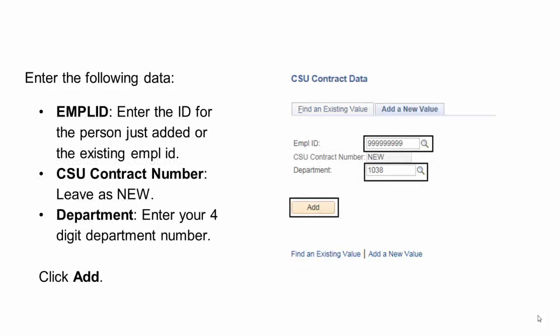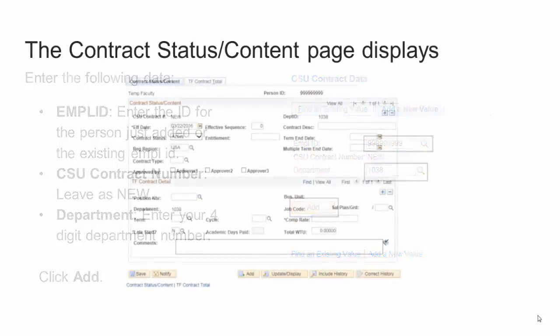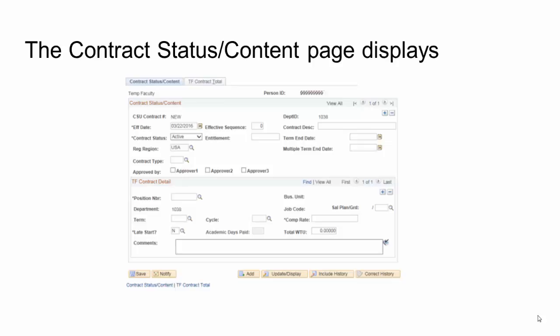Enter the following data: EMPL ID. Enter the ID for the person just added or the existing EMPL ID. CSU contract number. Leave as new. Department. Enter your 4-digit department number. Click Add. The contract status content page displays.